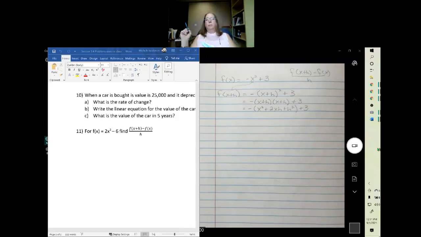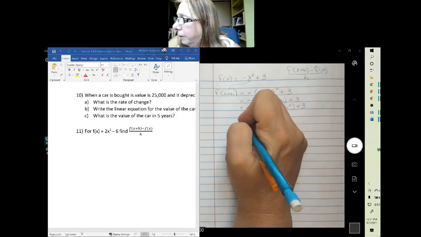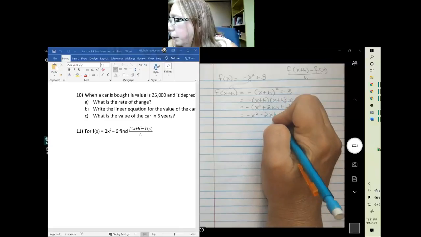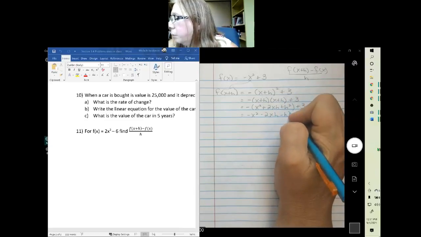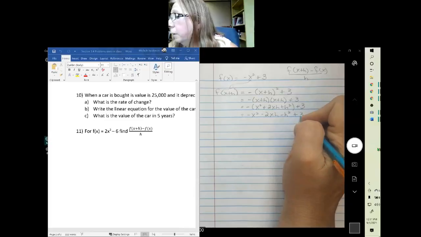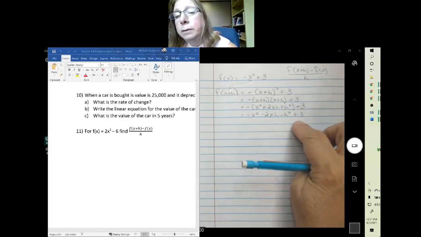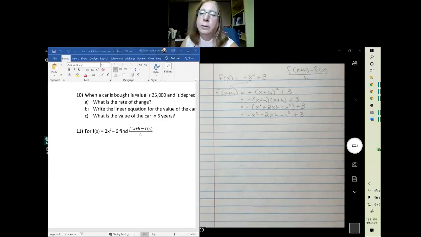So for this one, we plugged in the h plus 1 and then we squared it. Now that negative has to distribute to only what's in parentheses. So we have a negative x squared minus 2xh minus h squared plus 3. The 3 wasn't included in the parenthesis, so it's still positive. Any questions up to there? Nothing else can be combined or simplified.